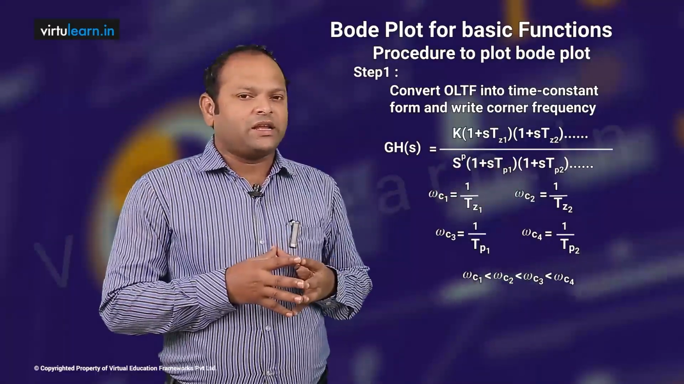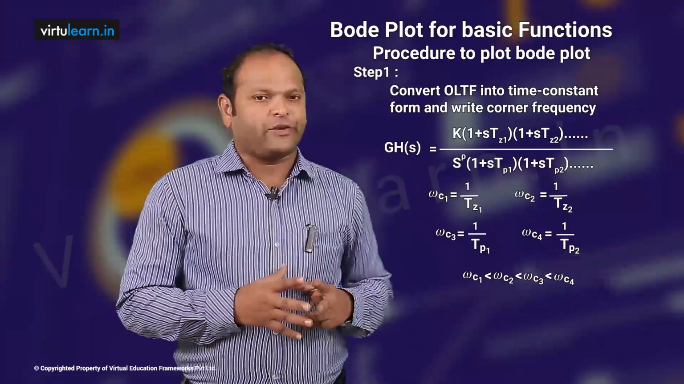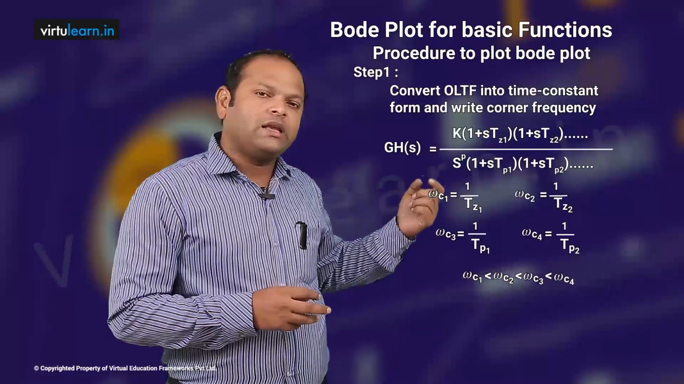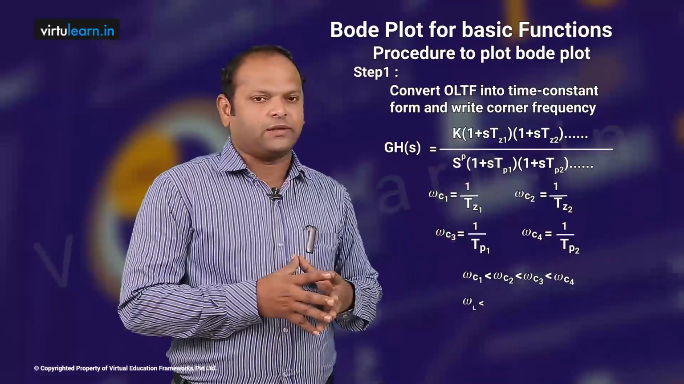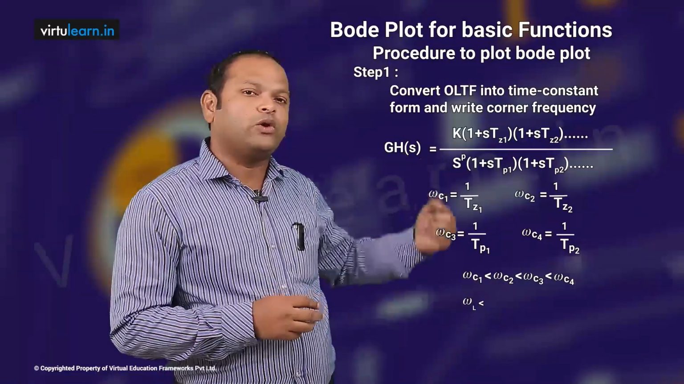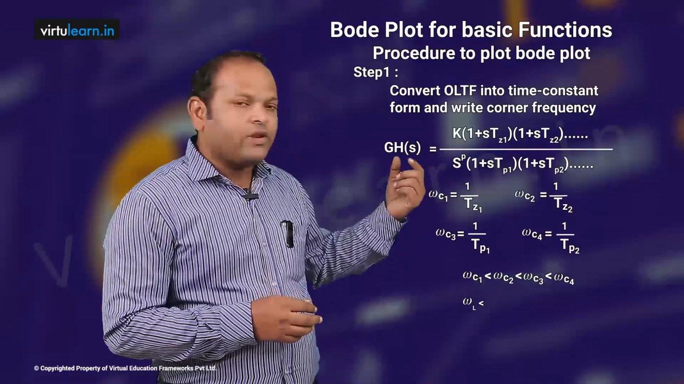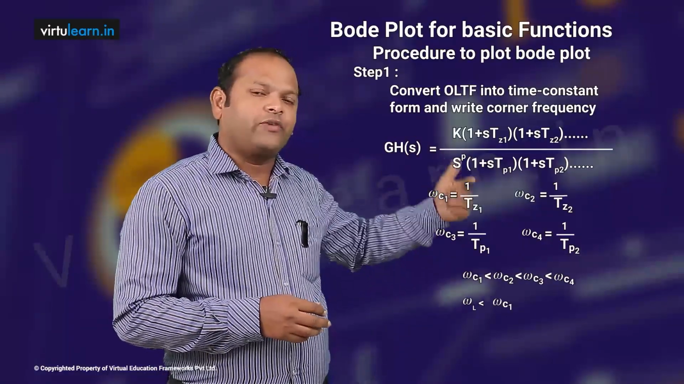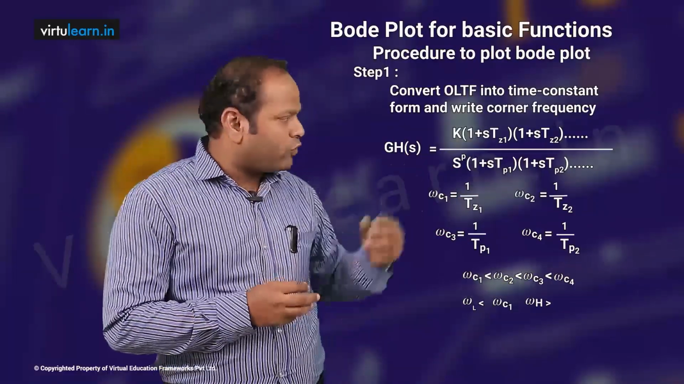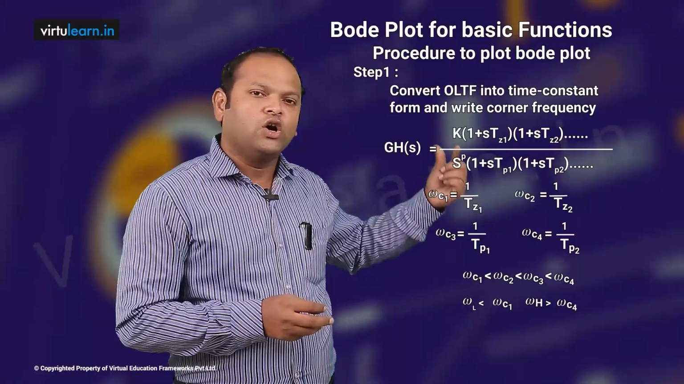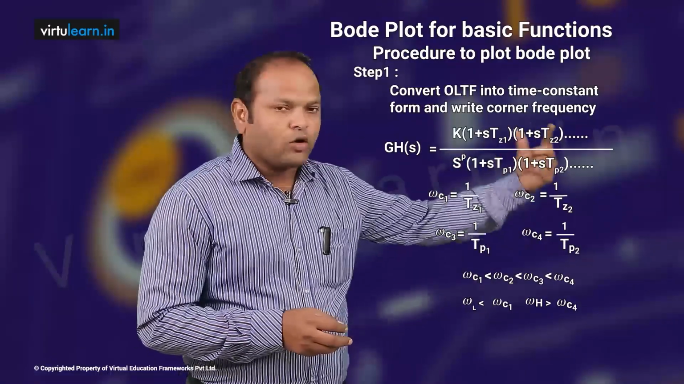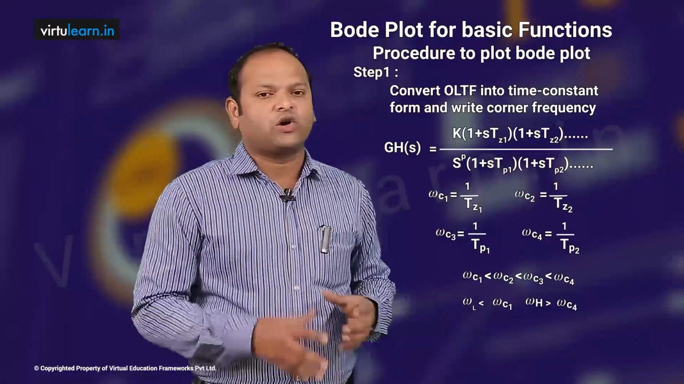Once you arrange them in increasing order, we need to assume two more frequencies here. The first frequency is omega L. Omega L is the lowest frequency, or we should take it as a frequency which is lower than the lowest corner frequency. Then one more frequency is omega H, which we need to assume higher than the highest corner frequency. Therefore, if omega c1 is my lowest corner frequency, omega L should be less than omega c1. Omega L can be anything. Similarly, omega H is greater than the highest corner frequency.